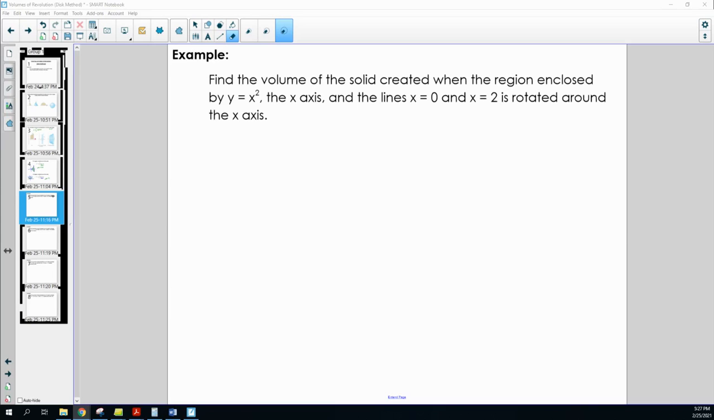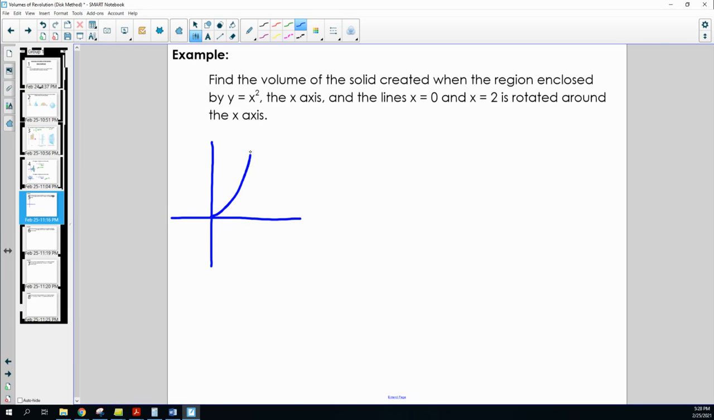So find the volume of the solid created when the region enclosed by y equals x squared, the x-axis, and the lines x equals 0 and x equals 2 is rotated around the x-axis. So first thing we want to do is just sketch this out, and I know it's very hard to draw this, but just kind of visualize it real quick. So we have y equals x squared, but it's bounded by the x-axis, x equals 0, and x equals 2.